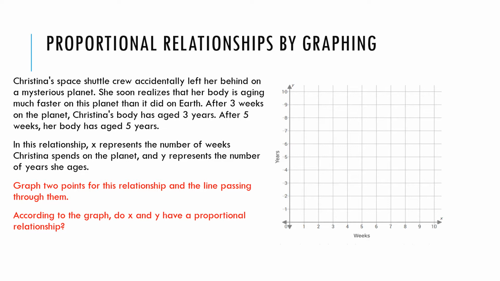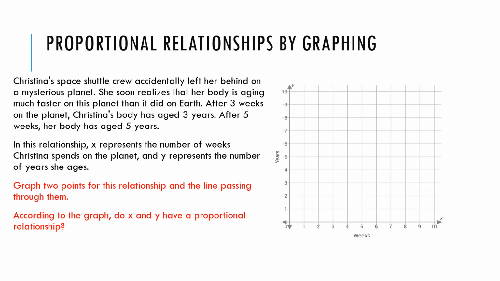In this relationship, X represents the number of weeks Christina spends on the planet, and Y represents the number of years she ages. So we are going to graph 2 points for this relationship, and then we'll draw a line between those to see where it extends to. Okay, so we need to go up here. First, we need to be familiar with our axis.